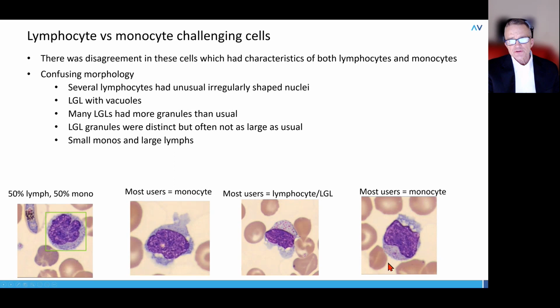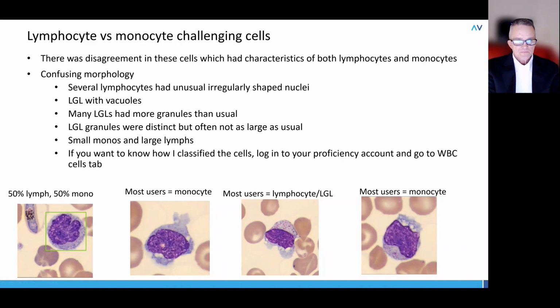And then most users called this cell a monocyte, but there were a good number of people that said this was a lymphocyte. I put this in the lymphocyte category and sent my results in, and then I immediately changed my mind, but I couldn't change my results. So you may see that I put this as a lymphocyte, but I do believe it's clearly a monocyte. It's got the lacy chromatin pattern. The vacuoles and granules are not distinct. And the color of the cytoplasm is really dull. It's not the bright light blue color. And if you want to know how I classified all the cells, just log into your proficiency account and go to the white blood cell tab and you can see that.